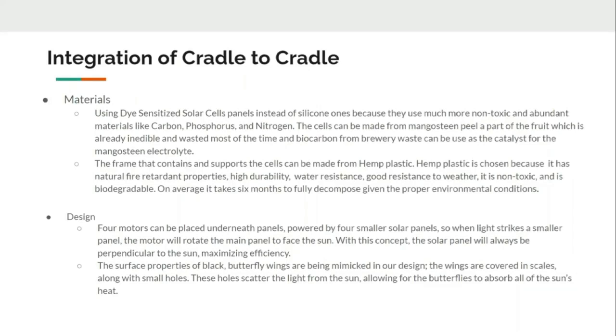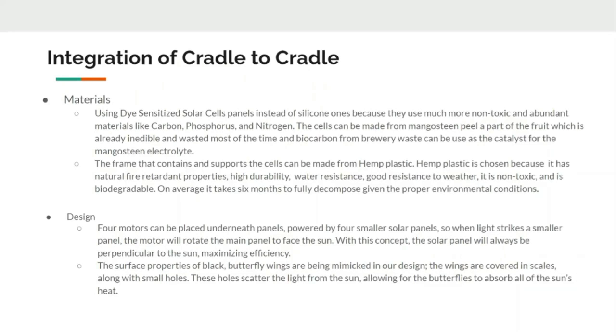And basically, our design is going to be a solar panel made out of these dye-sensitized solar cells with 4 motors underneath, which will be powered by other solar cells that are also dye-sensitized. And whenever light from the sun strikes those solar cells, the motors will know where to turn to pose the big solar cell into the sun.